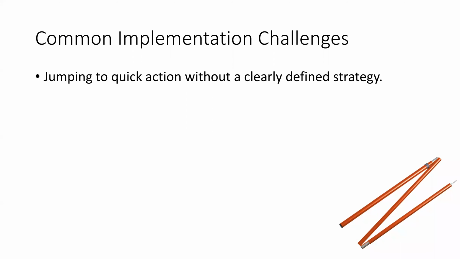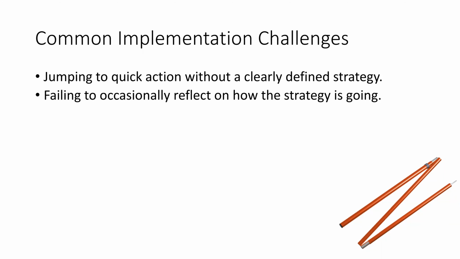So one of the common implementation challenges is that we like to jump to quick action without clearly defining our strategy. I'm guessing that all of you can relate to this in some way or the other. We're always wanting to get to action, and rightly so, but sometimes we do so before we actually have a clear idea of exactly what it is that we're going to do to try to address the issue that we're facing. Another challenge is that we fail to occasionally reflect on how the strategy is going. Again, we're so committed to taking action and getting things done that we fail to take time to just think about, well, how well is the strategy actually going?